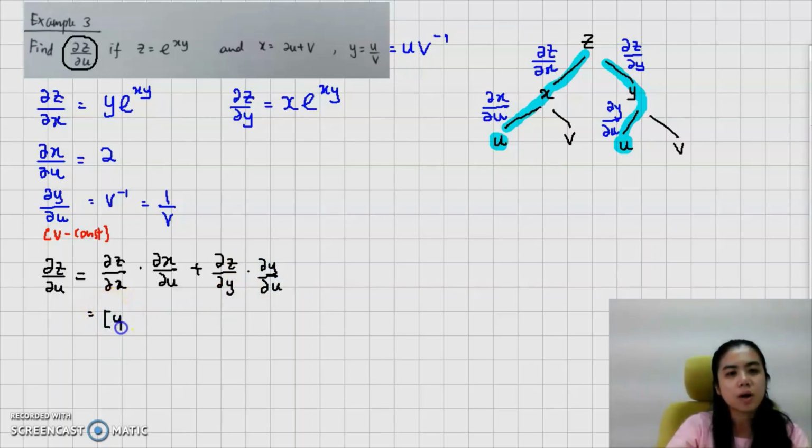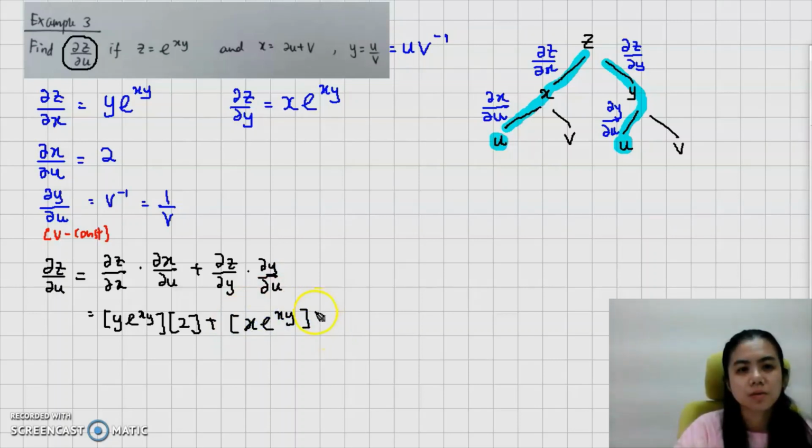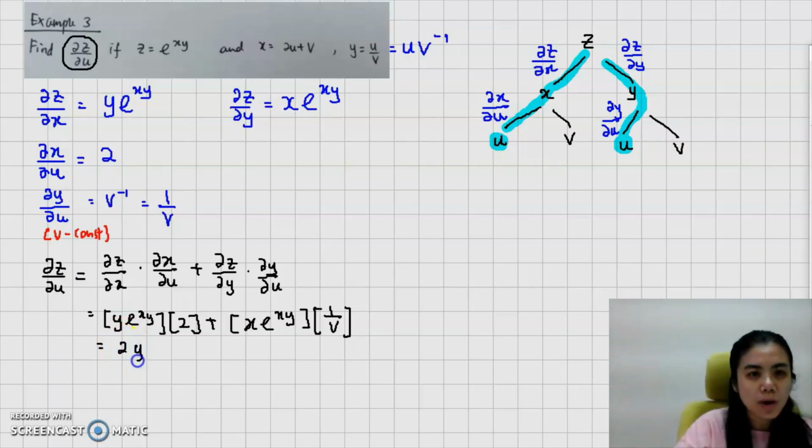So this is actually y e^(xy), and it's 2. This one is x e^(xy). The del y, del u, that is 1 over v. Okay, and let's simplify it. So when we simplify it, this is actually 2y e^(xy) plus x e^(xy), over the v.